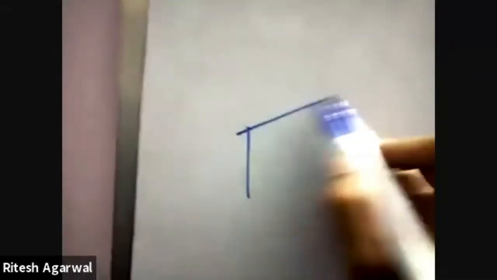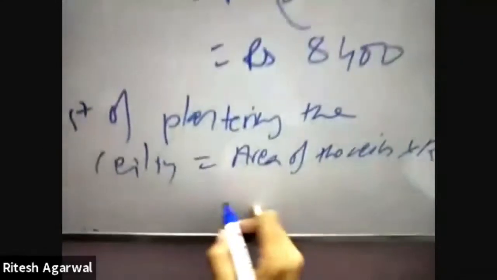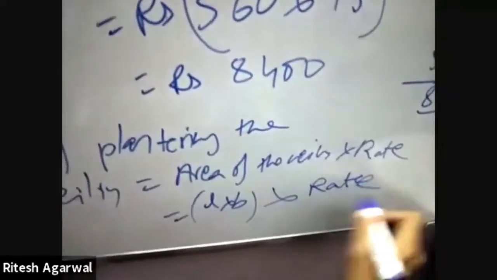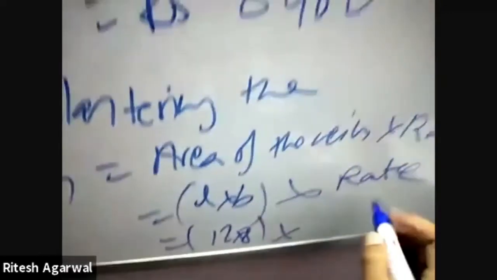That ceiling is this upper part of the cuboid. The area of the ceiling is always L into B. Ceiling is a rectangular surface and its area is length into breadth. So the area of the ceiling will be length into breadth, and you multiply that with the rate which is given to us. Now length into breadth is actually 12 into 8, and you multiply this with the given rate of plastering, which is rupees 20 per square meter.